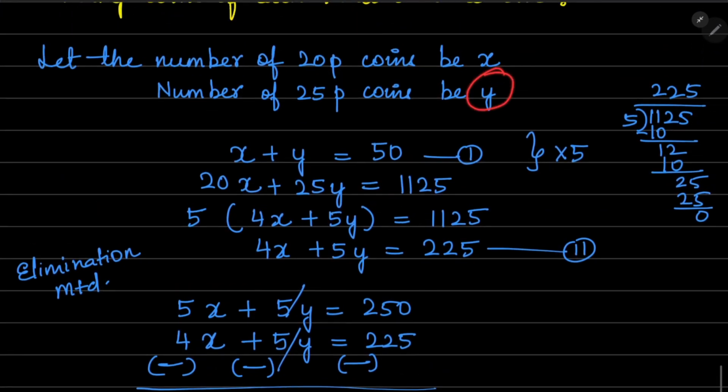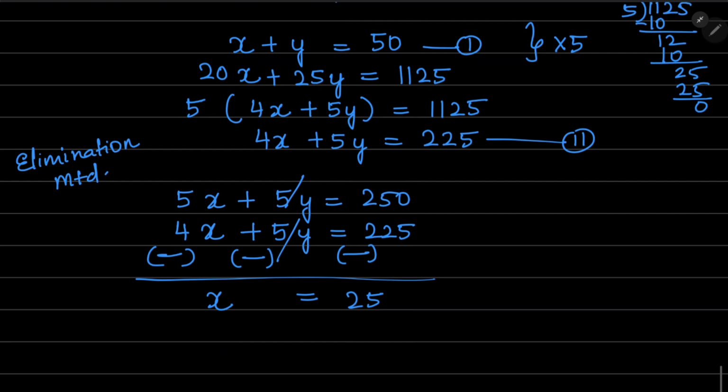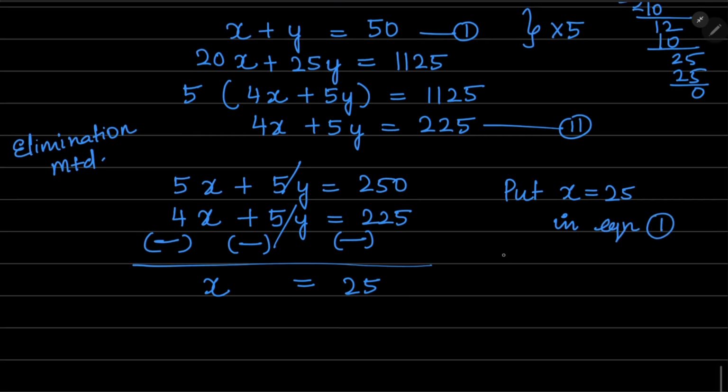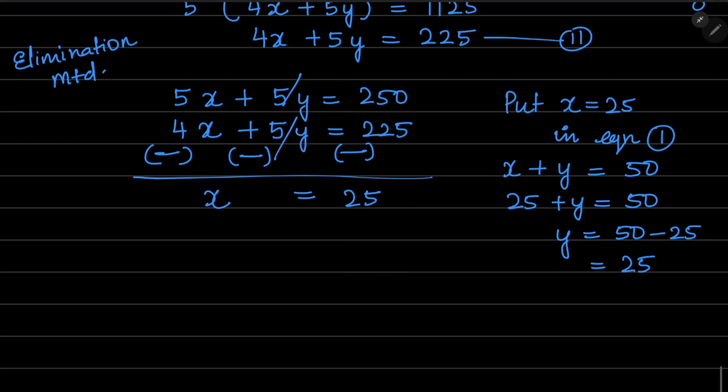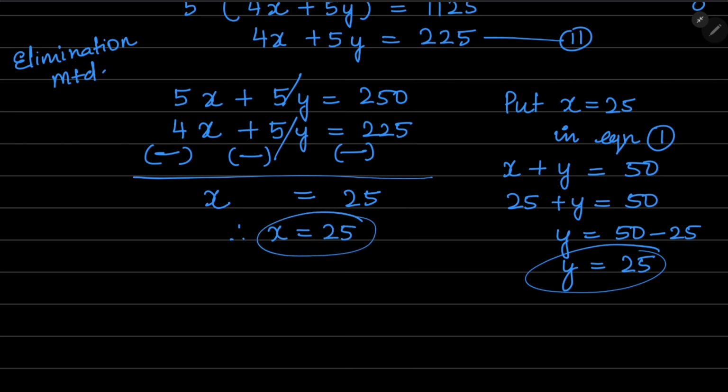Now, let us find out your y also. We can put it in any one of the equations. So, you can put x equal to 25 in your equation 1. So what do you get? We have x plus y equal to 50. That is your equation 1. x is nothing but 25 plus y equal to 50. Therefore, y is equal to 50 minus 25, which is nothing but 25. Okay. So you have got x is equal to 25 and y equal to 25.